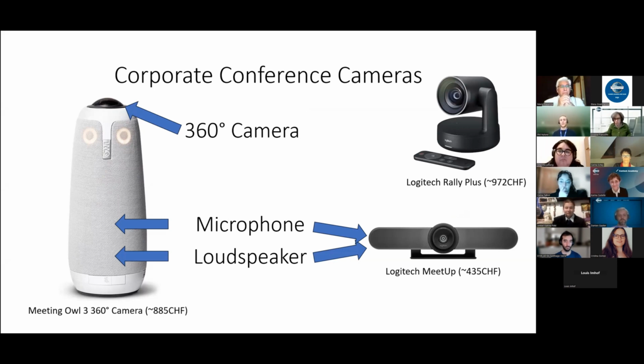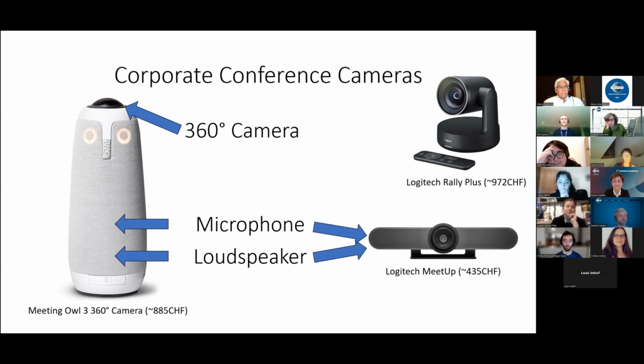One of them on the left is this Meeting Owl, which has a loudspeaker, a microphone, and a 360-degree camera. So if you're in a smaller group and you sit at a round table, as soon as you talk, it will focus on you and you will have a really nice image of yourself that you can broadcast into your Zoom meeting. The way you connect it is just over USB cable to your computer. So it's really plug and play. Fantastic tool. Challenge is it's like 800 francs.